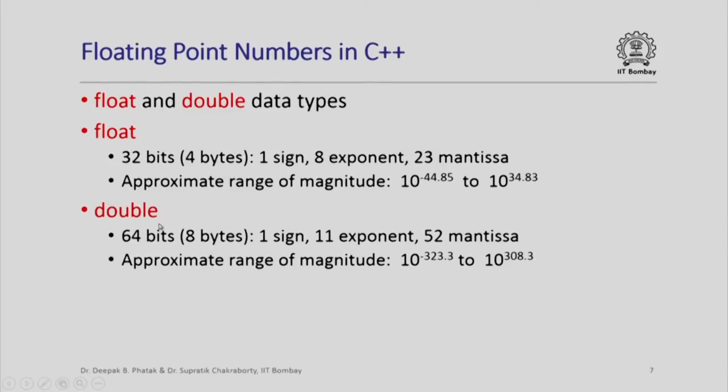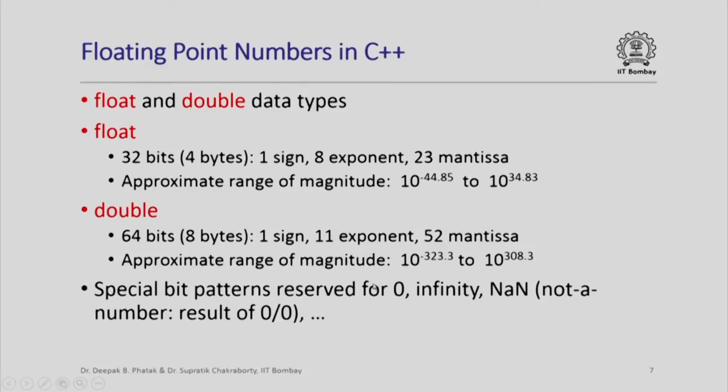There is this other data type for floating point numbers called double, in which you use 64 bits or 8 bytes: 1 bit to store the sign, 11 bits for the exponent and 52 bits for the mantissa. Here you have a much larger range of magnitude, 10 raised to minus 323.3 to approximately 10 raised to 308.3. Once again, it is interesting to calculate these ranges from the knowledge of the number of bits in exponent and mantissa.